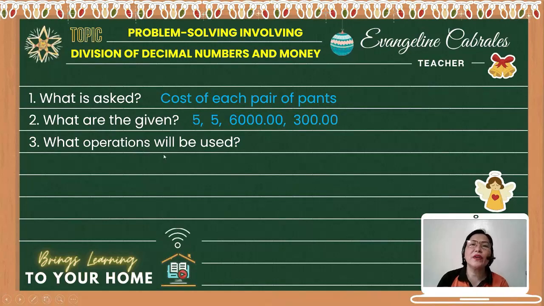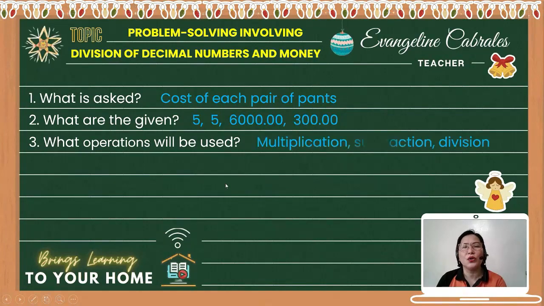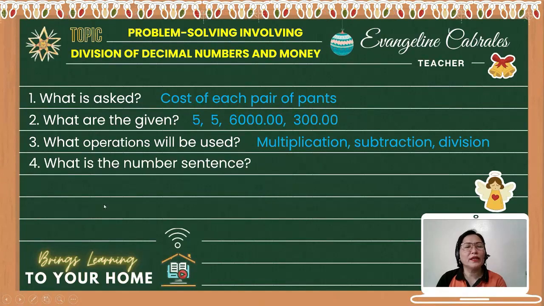Number 3, what operations will be used? Ngayon na na-analyze mo na yung problem gamit ang pictures or drawing at saka alam mo na kung ano yung hinahanap, alam mo na rin kung ano yung given, ano ang gagamiting operation para natin malaman ang sagot. So, gagamit tayo ng multiplication, subtraction, and division. What is the number sentence? Paano natin i-apply itong tatlong operations na to dun sa number sentence para makuha natin yung sagot? So, paano gagamitin ang multiplication, ang subtraction, at saka ang division?